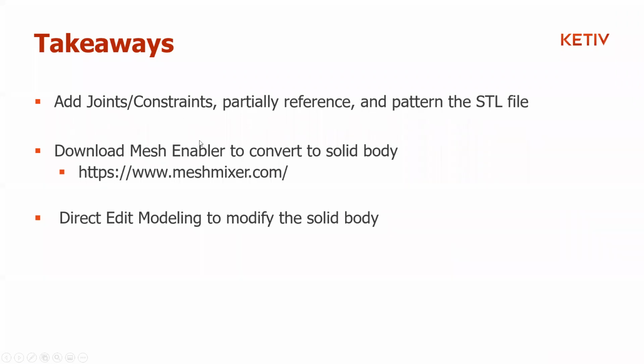So to recap, we created some joints and constraints around some of the assembly or around an STL part. We were able to partially reference some of its geometry to create our own components from the STL part, and then we later converted it to a solid body to finish referencing it. And then I changed it first, but as an STL file, it could be patterned to create more instances of it as well inside of Inventor. In addition, we have the Mesh Enabler, which I can go ahead and post after I'm done talking here to the chat room, so you can have access to that.